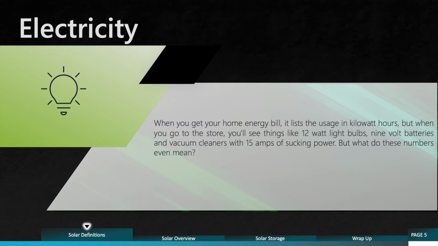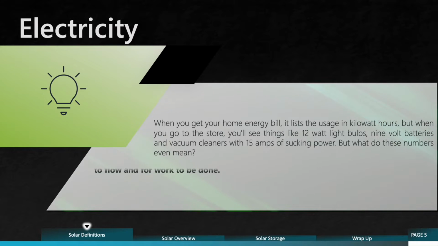But when you go to the store, you see things like 12-watt light bulb, 9-volt batteries, and vacuum cleaners with 15 amps of sucking power. What do these numbers mean? And why are they different for each type of product? Well, it's the role that each part of the circuit is going to play in making that function.